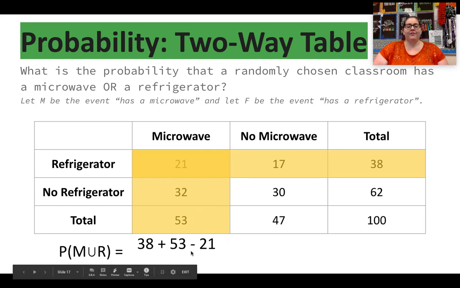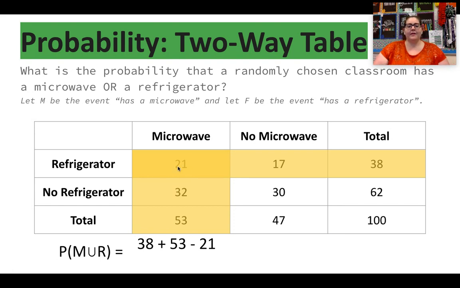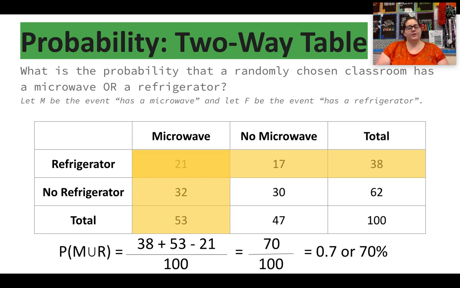Okay, so what I have to do is subtract 21 because I don't want them to count twice. I'm not trying to take them away. I'm not saying those overlap classrooms don't matter. I just don't want them to count twice. They don't matter more than other classrooms. So I have to take them out because I've added them in twice. Out of 100 is 70 out of 100, which is 0.7 or 70%. So we're getting the same answer.